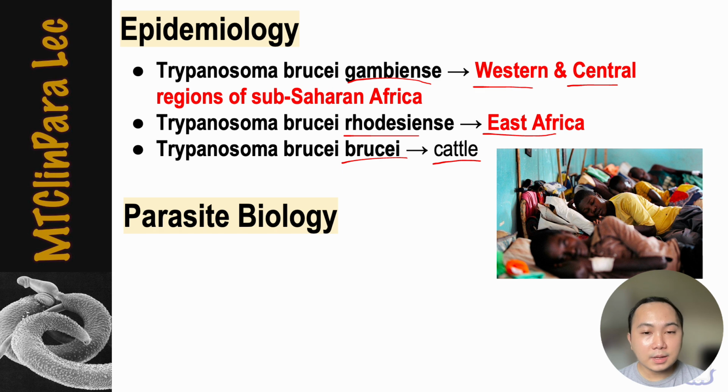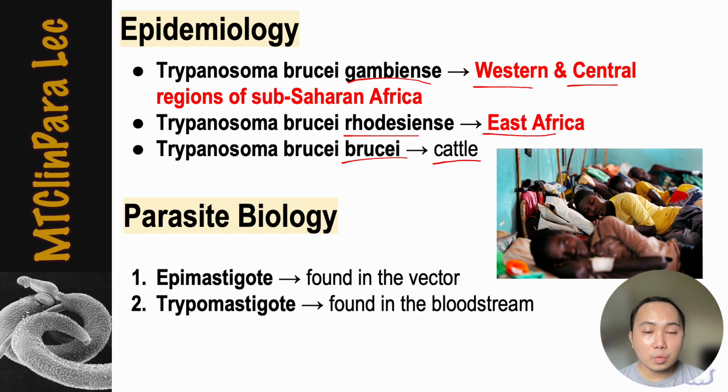So, for parasite biology, kindly take note that there are only two types of morphological forms seen in the life cycle of the parasite, your Trypanosoma brucei complex. So, the first one is epimastigote, which is usually found in the vector, and trypomastigote, which is also the infective stage as well. So this is usually found in the bloodstream of people infected with the particular parasite.